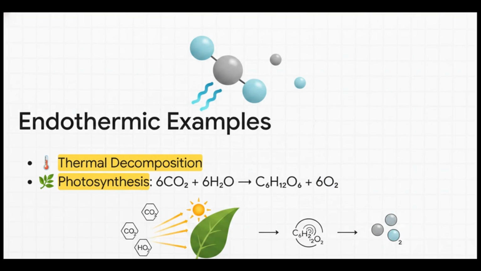And on the other side of the coin, we have endothermic reactions. They might seem a little less obvious, but they are just as crucial. Think about thermal decomposition. That's when you have to use heat to break a compound down. And maybe the most important endothermic reaction on the entire planet, photosynthesis. Plants are literally taking in light energy from the sun to build glucose. They're storing that energy right inside the chemical bonds.